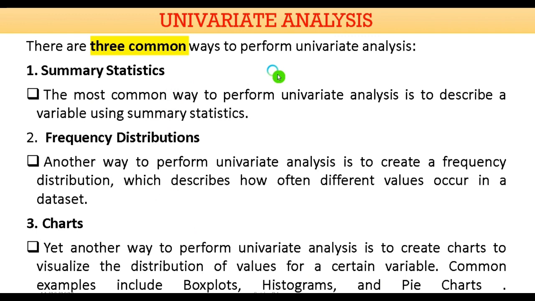There are 3 common ways to perform univariate analysis. 1. Summary statistics. 2nd, frequency distribution. 3rd, charts. The most common way to perform univariate analysis is to describe a variable using summary statistics. Another way is to create a frequency distribution, particularly using a table. The other is charts or graphs, and in this case we use box plots, histograms, pie charts, like that.